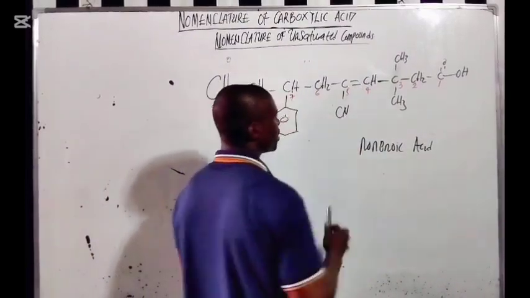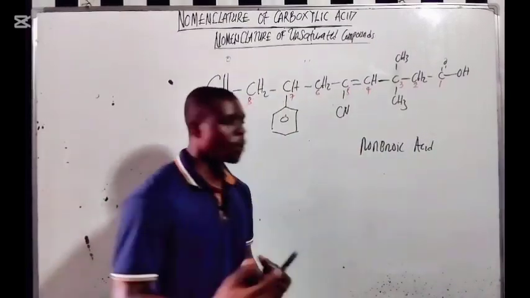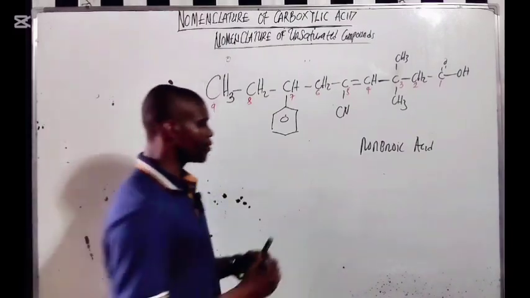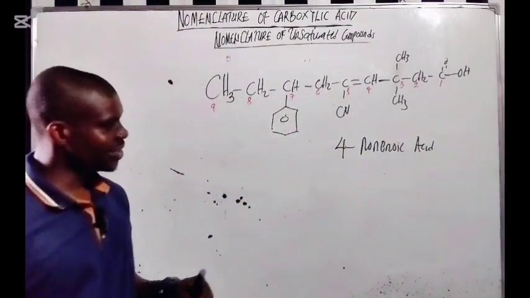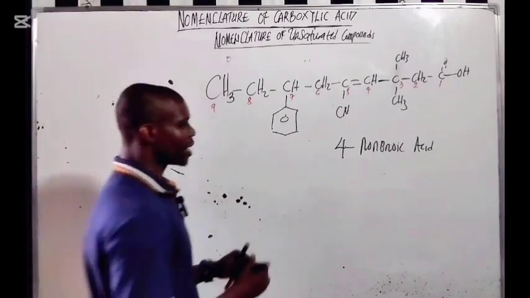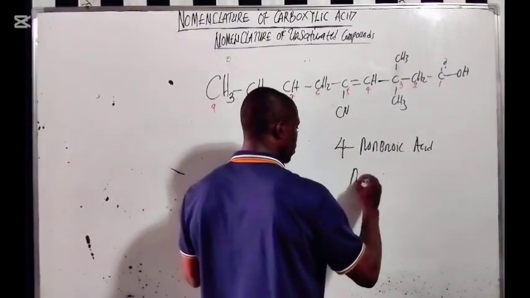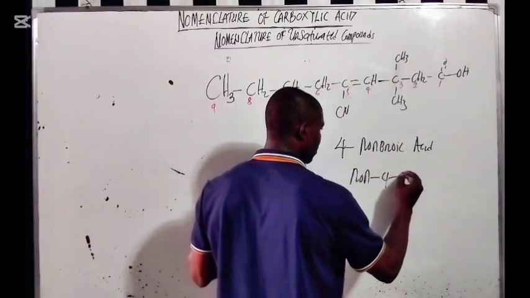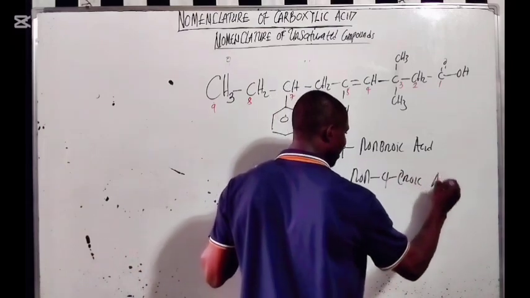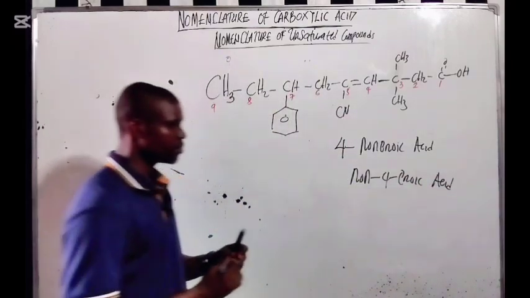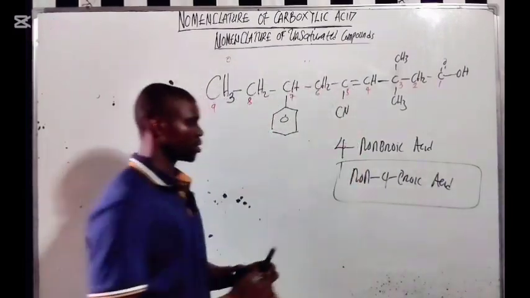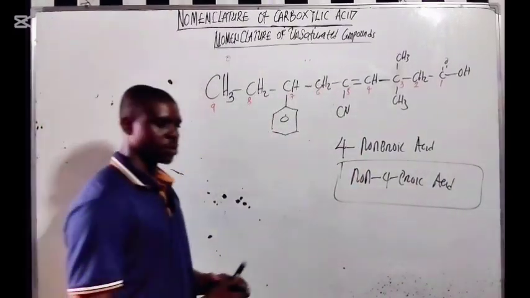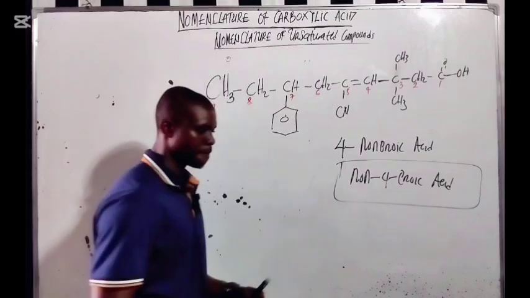But yes, the double bond is at carbon 4. So it will be 4-enoic acid, right? So you can say it this way, but I prefer this one here.